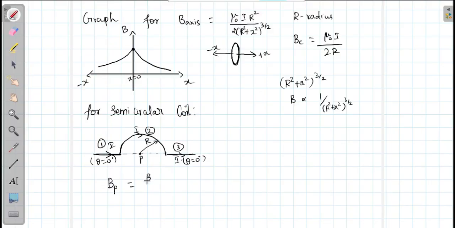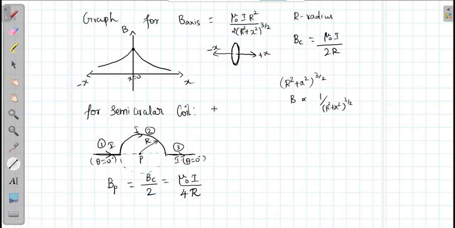Therefore, for this case, the value will become BC divided by 2. Why does it become BC divided by 2? Only half of the circle is available, and the remaining half is not available. Therefore, the value BC is mu naught I by 2R, so the answer is mu naught I by 4R. Be careful.